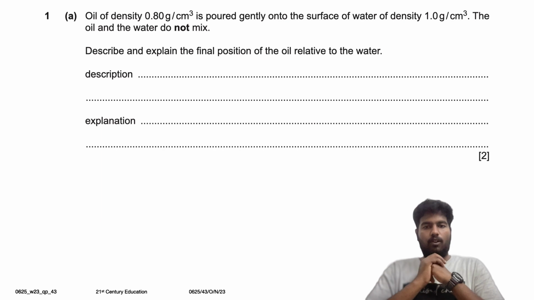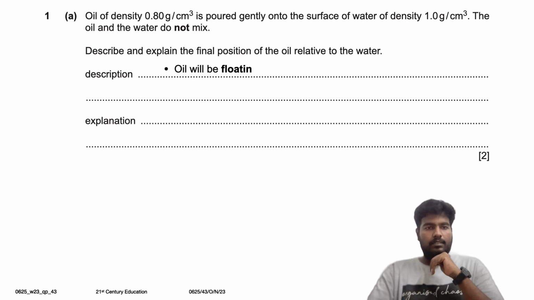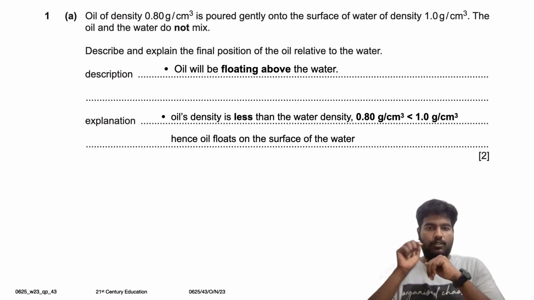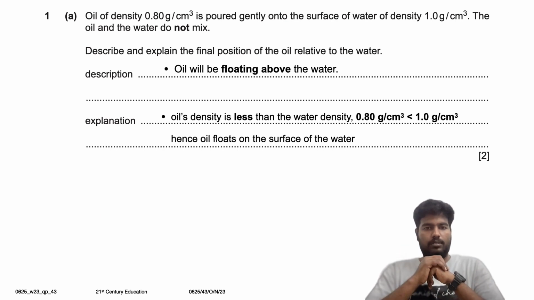So the oil will float above the water. That's the answer. And the explanation: because the oil has less density than water. Oil is less dense than the water. But we also have to cite some evidence, so we have to use the values here. In this marking scheme, they didn't mention marks for values, but usually they'll give marks for values. So it's better to mention values like 0.80 gram per centimeter cube is less than 1.0 gram per centimeter cube.